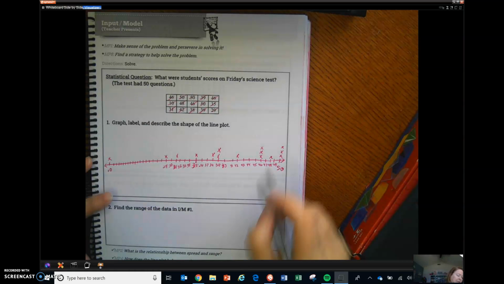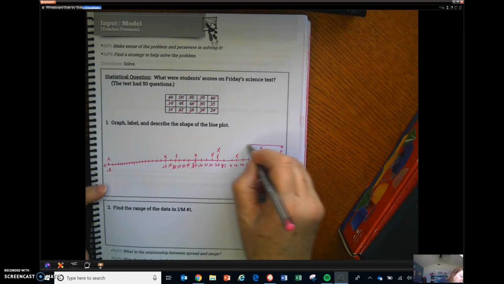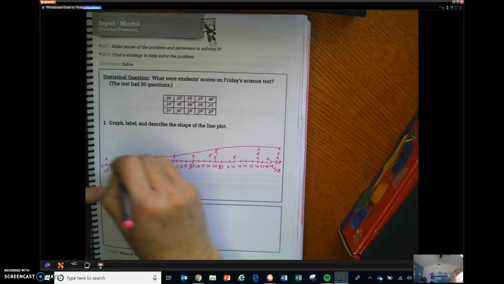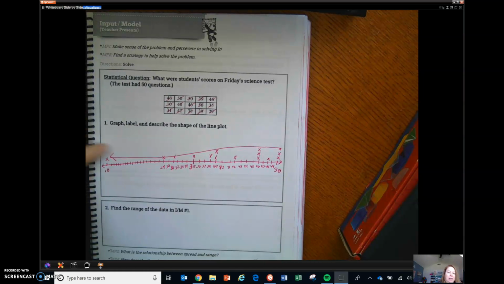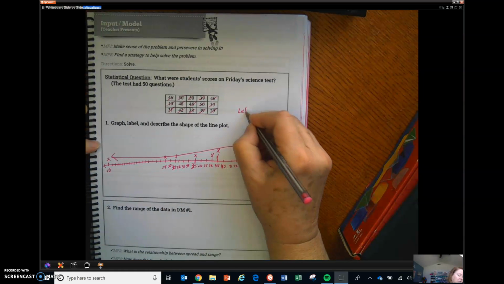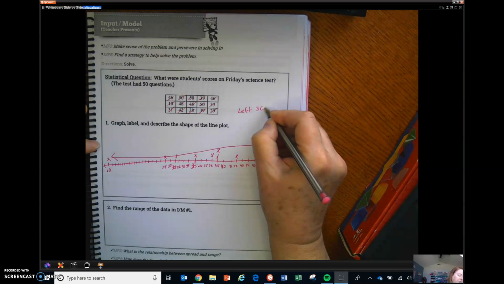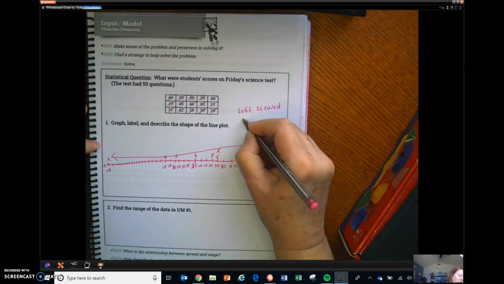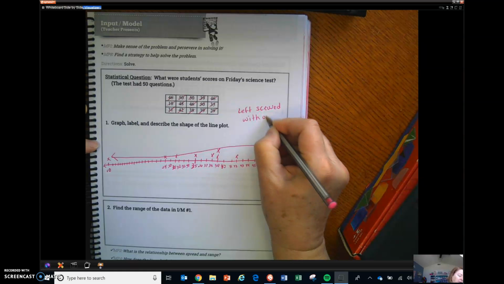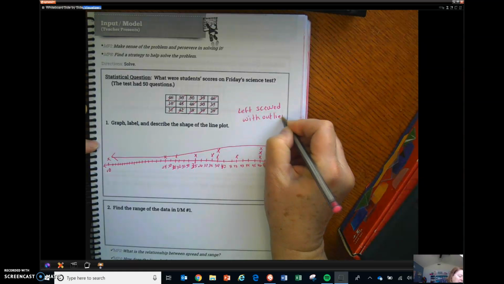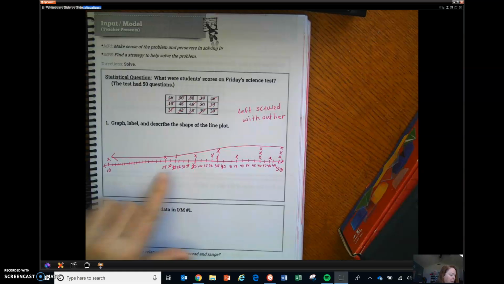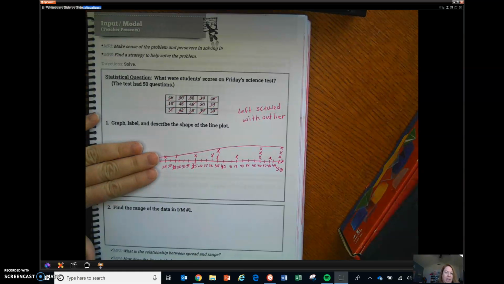So you can see the shape of this. It's pointing left, so it's left skewed with outlier. Now for this one, it would be more uniform if I didn't have the outlier there, but in my opinion, it's still left skewed. But sometimes it can really change based on the outlier.